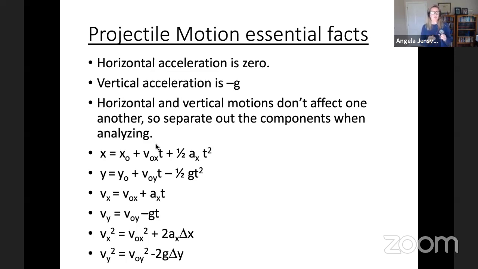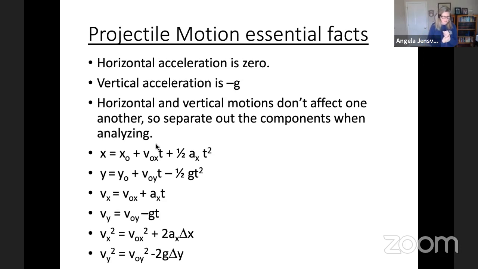So the strategy you need to use when you solve projectile motion problems is to separate it out into x and y. Take the horizontal motion, analyze that and find what you can. Get the vertical motion, analyze that separately and find what you can. And then you can put the two pieces of information together to look at a complete picture of the motion of the object. Okay, that's what we're going to do today.